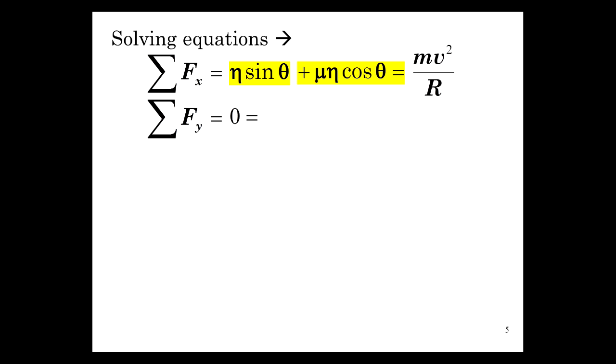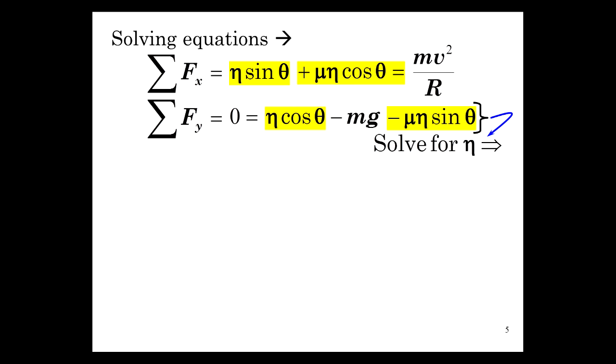In the y direction, they have to add up to 0 because we don't have any vertical acceleration. It's a horizontal trajectory that we're undergoing. So we have 0. So n cosine of theta is the vertical part. And then we have to subtract off of that the weight, but not just the weight, but additionally the vertical part of the friction force, mu n sine of theta.